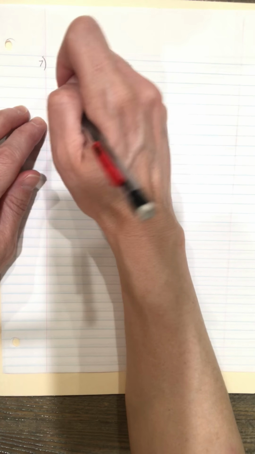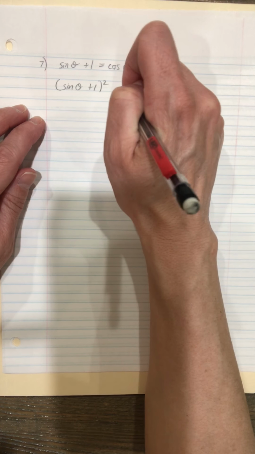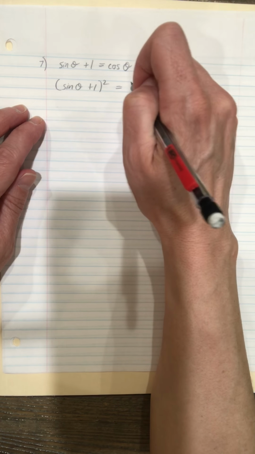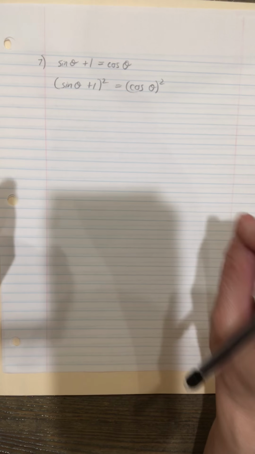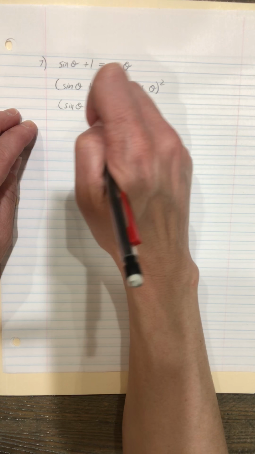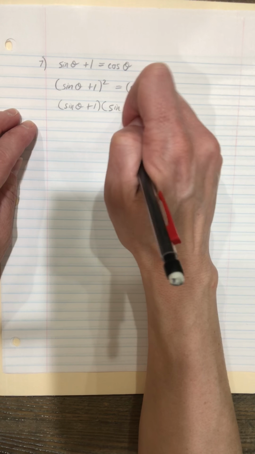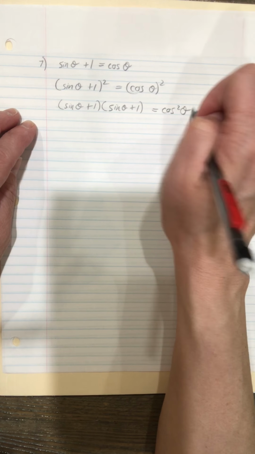Now, in 7, this is an example where to solve it, you needed to square both sides. So let's take a look at that. That means I needed to do sine theta plus 1 squared is equivalent to cosine theta squared. Now remember, when you square a binomial, you need to multiply it by itself. So you need to do the quantity of sine theta plus 1 times the quantity of sine theta plus 1. And that has to equal cosine squared theta.